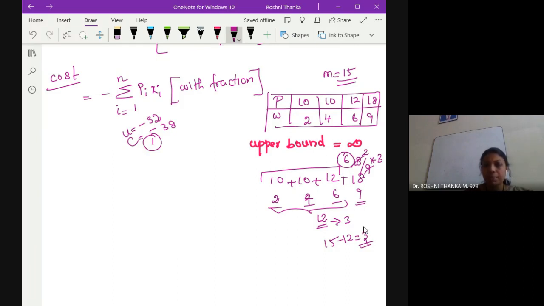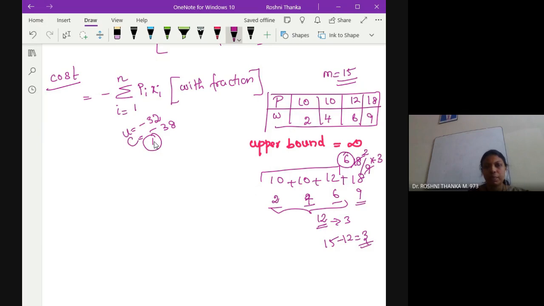So the remaining space in the knapsack is 3, as we got from here. So we have to find the fraction of it. It is 18 divided by 9, right? So for one item we are getting that, and into the remaining space, which is 3, so we will be getting 6. When we get the sum of all this together, we will be getting minus 38. So this is how we calculate the upper bound and the cost for the first node.